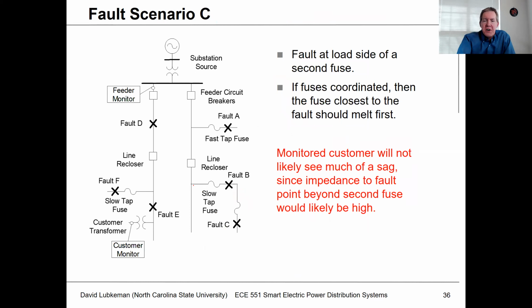So fault scenario C, this is a case where you have fuse to fuse coordination. If these fuses are coordinated, this fuse right here should blow. So we'll see a little bit of a sag on the rest of the circuit right here, and we'll just outage people below this point.